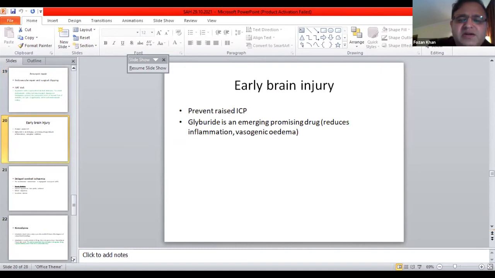So how to prevent early brain injury in the context of subarachnoid hemorrhage? You prevent raised ICP. Different methods can be used, EVD, for example, in a neurointensive care setup. Glyburide, which is a drug used to treat patients with diabetes, is an emerging promising drug. It reduces inflammation and vasogenic edema. However, it's still used on a trial basis. So the evidence is emerging for glyburide in preventing early brain injury in SAH.